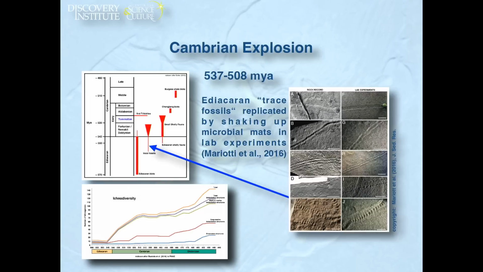Another argument was more plausible until recently, and that was an argument from the trace fossil record. So in the fossil record, we not only find fossils from whole body organisms, from dead animals or dead other organisms, but we also find fossils of their traces, from footprints where they were walking or crawling on the seafloor, or burrows from burrowing organisms.